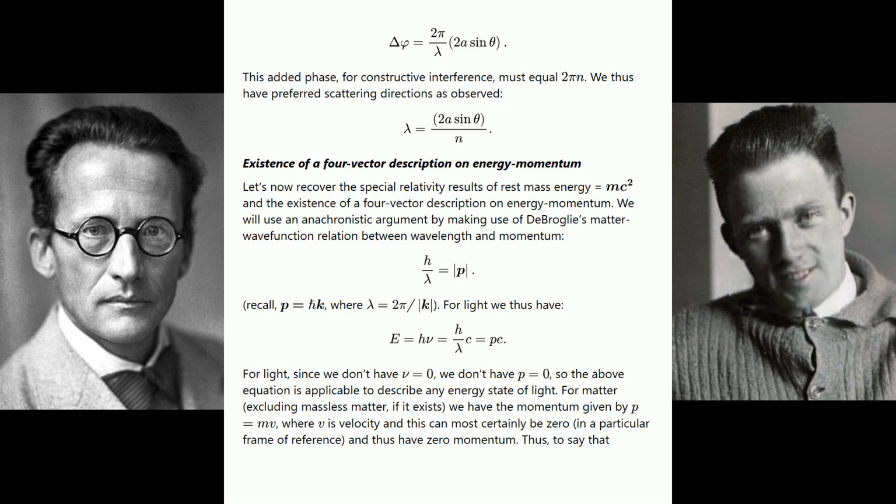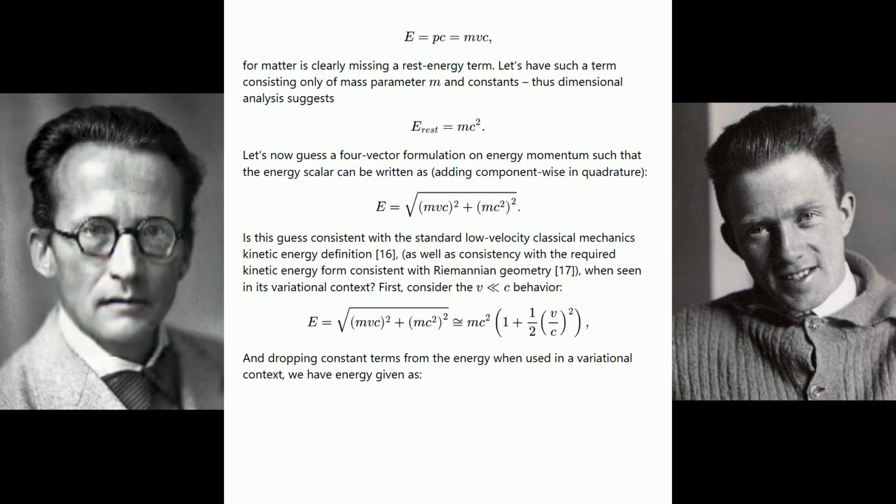See the next equation. For light, since we don't have nu equals 0, we don't have p equals 0, so the above equation is applicable to describe any energy state of light. For matter, excluding massless matter, if it exists, we have the momentum given by p equals mv, where v is velocity, and this can most certainly be 0, in a particular frame of reference, and thus have 0 momentum. Thus to say that. See the equation. For matter is clearly missing a rest energy term. Let's have such a term consisting only of mass parameter m and constants.